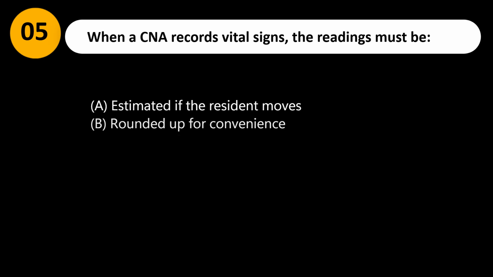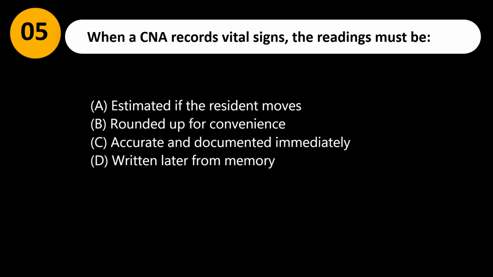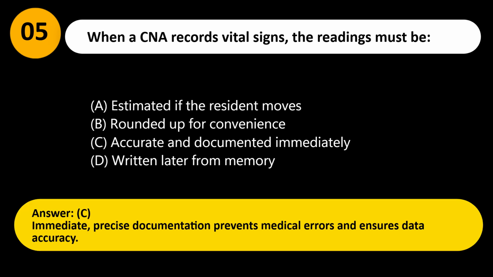When a CNA records vital signs, the readings must be A. Estimated if the resident moves. B. Rounded up for convenience. C. Accurate and documented immediately. D. Written later from memory. Answer: C. Immediate, precise documentation prevents medical errors and ensures data accuracy.